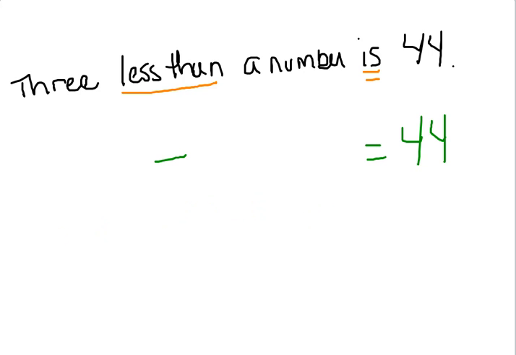3 less than a number. So that means I take this number and I want another number that's smaller by 3. So it's going to be n minus 3. It's very important that you remember that "less than" means you reverse the order when you write it in math.